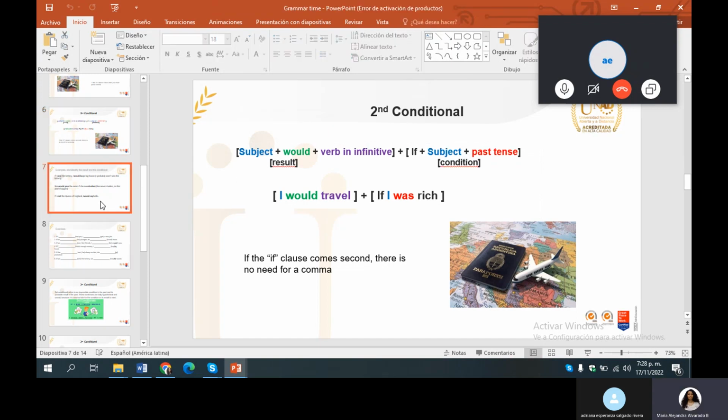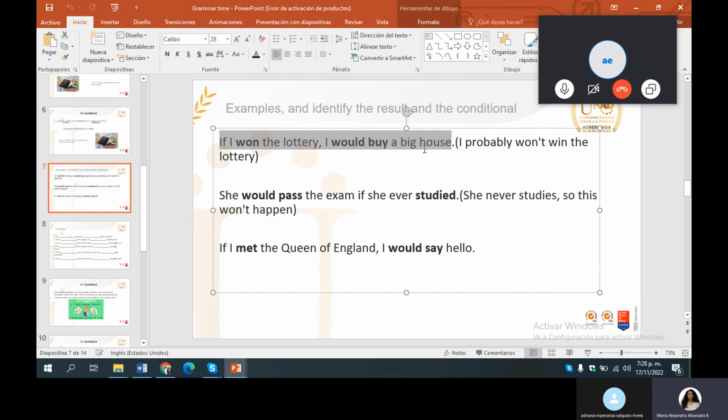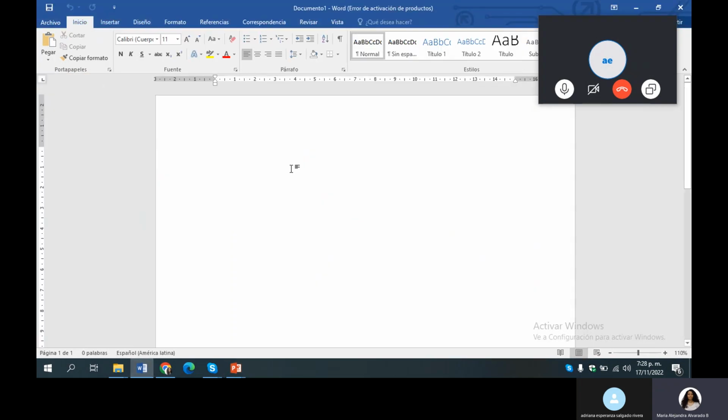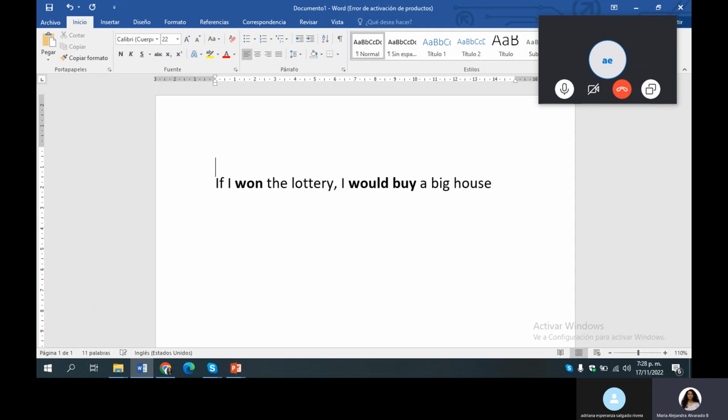This is a positive because it can be combined, but let's put it in a simple example. Let's take this one. This is the second conditional. See, this is the second conditional.